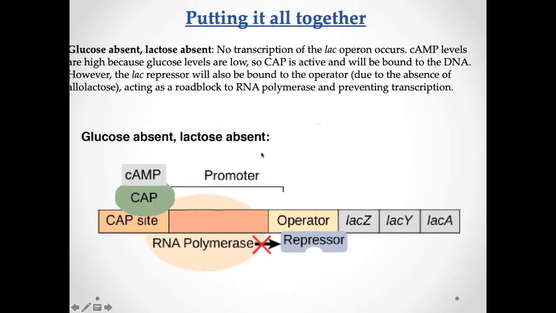What if lactose is absent and glucose is absent? If glucose is absent, you will have cAMP. cAMP will attach to CAP and the CAP site will be activated. But as lactose is absent, allolactose will be absent and it will not attach to the repressor. The repressor is activated, so it will attach to the operator and no transcription will happen, even though the CAP site activator is there. So that's the reason it will not happen.